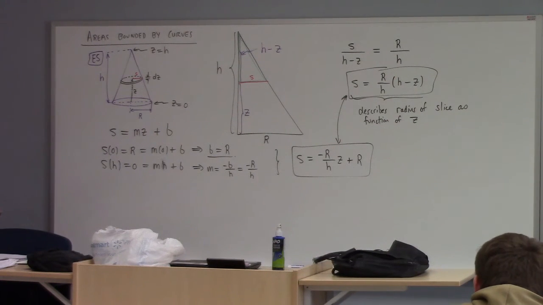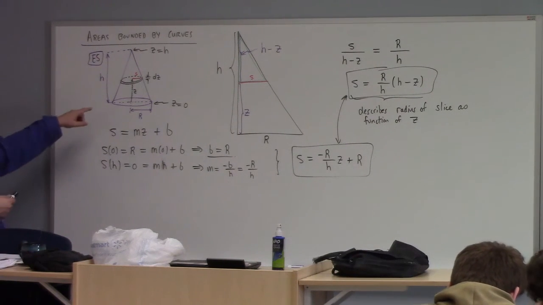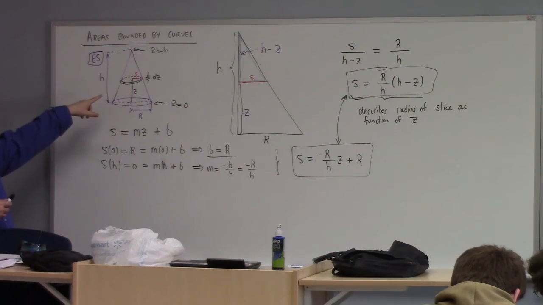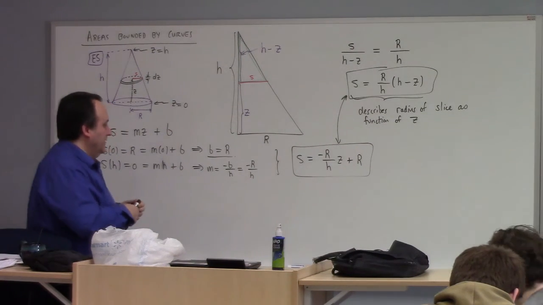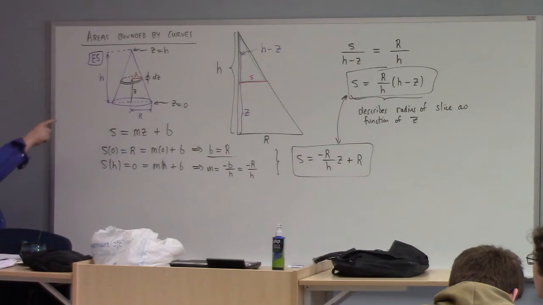We're not done, right? All we've done at this point is what? We have found the typical radius as a function of z. Why does that matter? Well, what's the volume of the slice? Can I erase that? Oh, no.